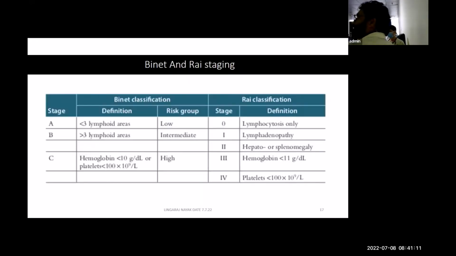Now prognostic factors. Rai and Binet staging we discussed. This is the Rai staging: 0, 1, 2, 3, 4. There is no 5 in Rai staging. Just remember it starts with 0, it doesn't start with 1. Stage 0 means only lymphocytosis. Stage 1 means you have lymphadenopathy. Stage 3 means you have hemoglobin less than 11, and stage 4 means the platelet count is less than 1 lakh.